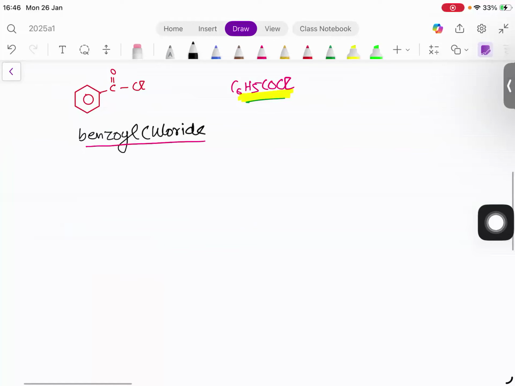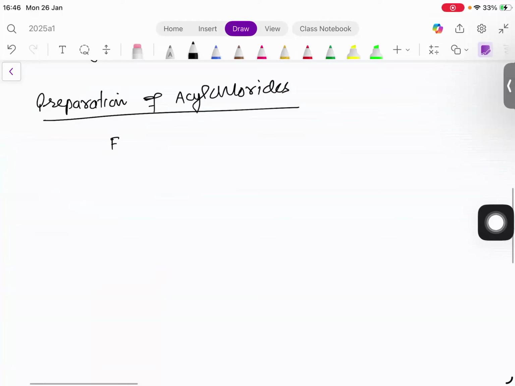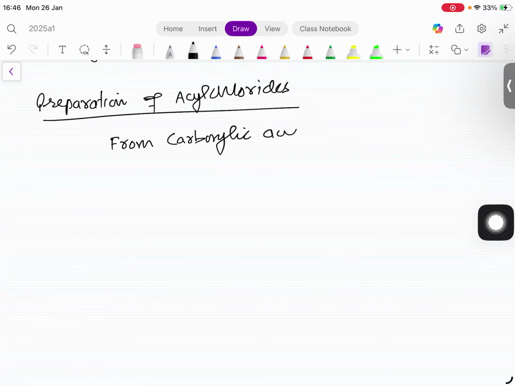Okay, now preparations. That's all about the naming. Preparation of acyl chlorides. Acyl chlorides are prepared from their parent compounds known as carboxylic acids.